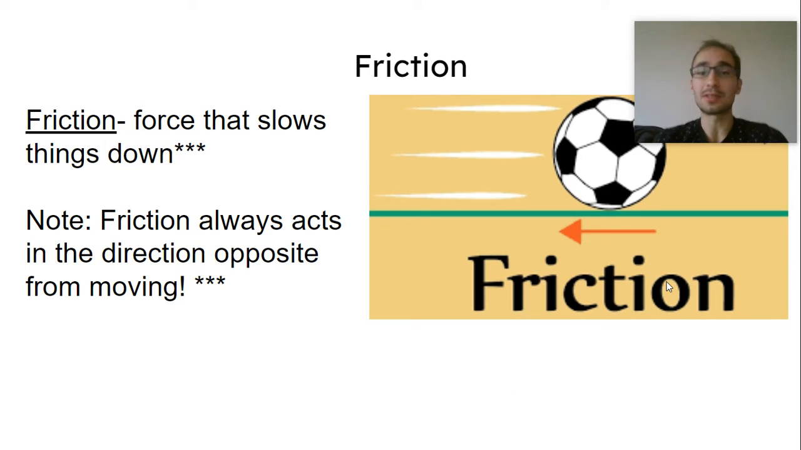The next force is called friction. Friction is a force that slows things down. Okay, so if you kick a soccer ball, friction from the grass is going to slow it the other way. It also works in the air too from air resistance. So friction will slow down the soccer ball. And friction always acts in the direction opposite from the way you're moving. Okay? So if the soccer ball's kicked that way, friction's going to go the opposite way.